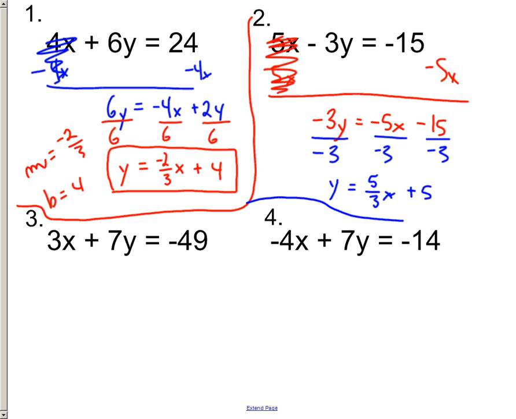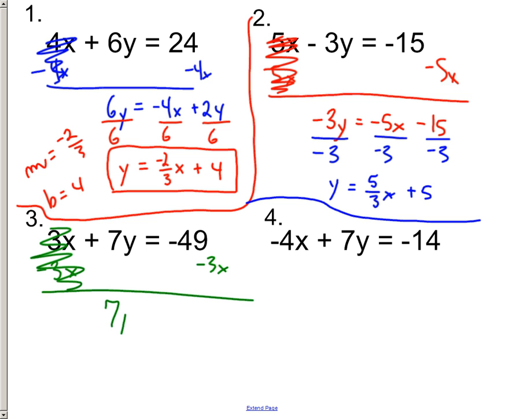So there we go. Our slope is 5 over 3, and our y-intercept is 5. Now, this next one's easier than the other ones. How can we get the 3x out of there? Just subtract 3x, and we're left with 7y. Now we can write negative 3x first, minus 49. This was a positive 7y, so I don't need to write that plus sign, but I do know it's positive. 7 divided by 7, divide this one by 7, divide this one by 7.